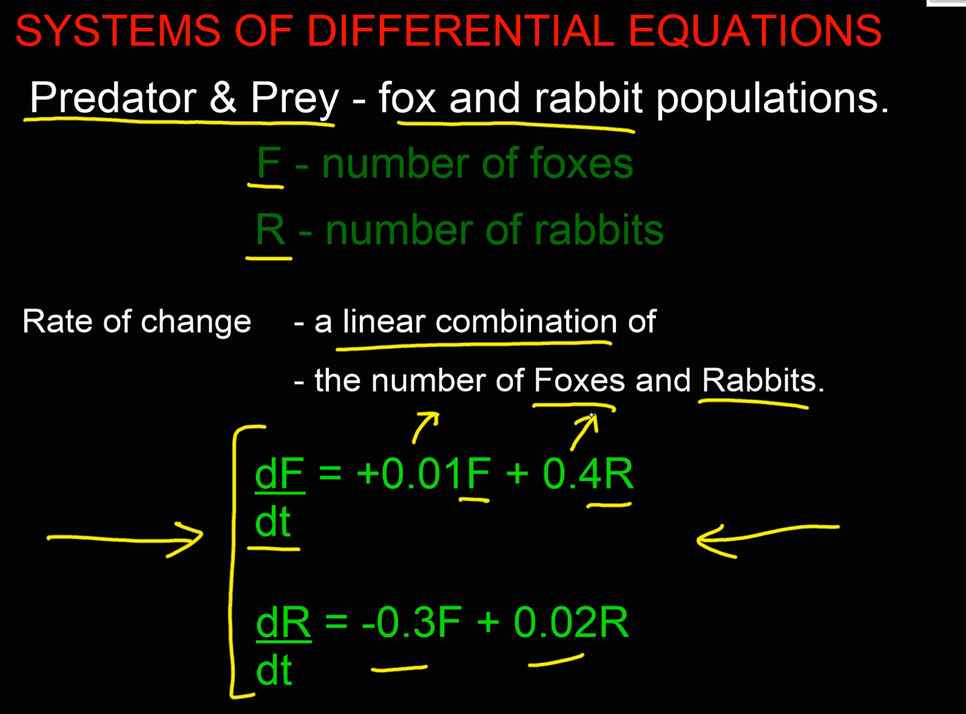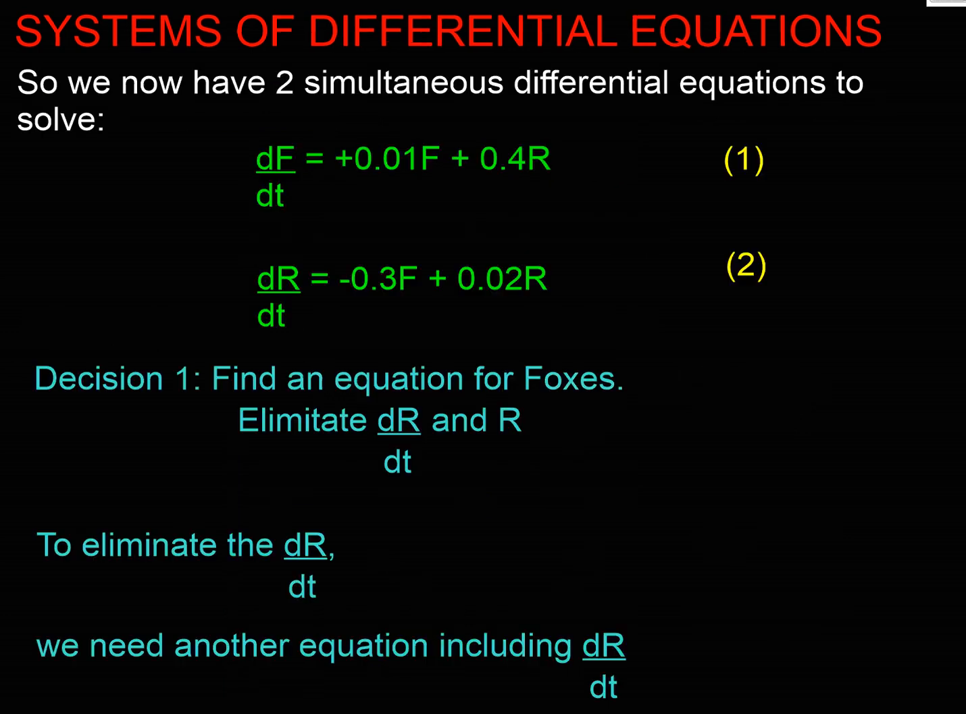Have a look at the rabbits one. Well, it's negative with foxes. So if there's more foxes, they're going to eat more rabbits. So the rabbits are going to go down in number over time. And if there are rabbits, well, they're going to reproduce over time. So there we have an increase. So that's explaining roughly what these differential equations are doing. And what we're going to do now is look at how we solve them.